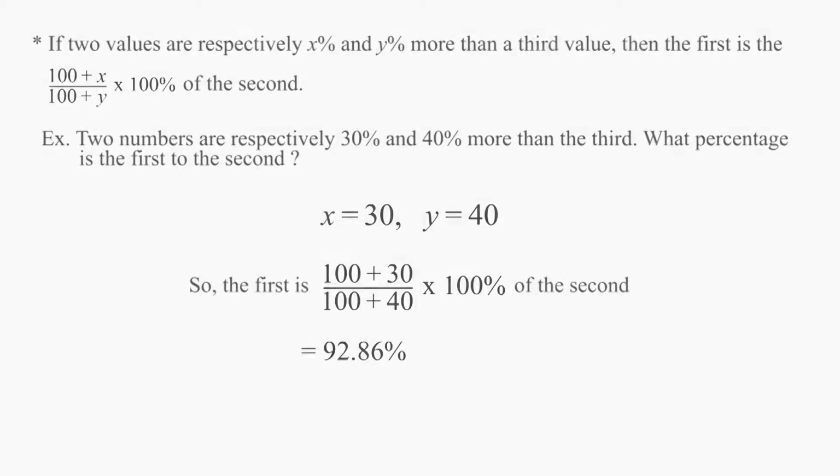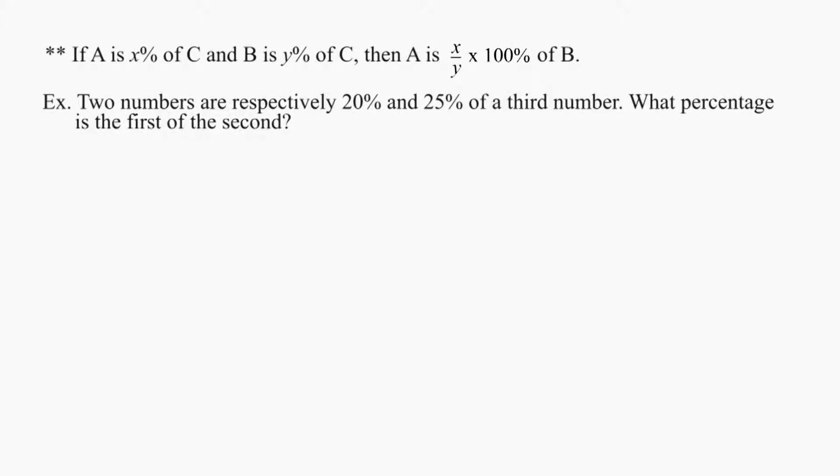Now let's move to the second rule. If A is x% of C, and B is y% of C, then A is x by y into 100% of B. Let's understand this rule by solving a simple exercise. Two numbers are respectively 20% and 25% of a third number. What percentage is the first of the second?